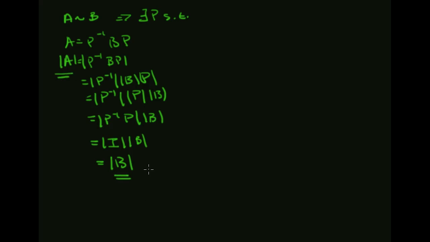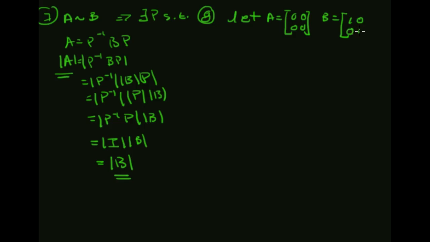Part 8 says, does this statement go the other way? Can we show that if the determinants are equal, then the matrices are similar? And the answer here is, quite frankly, no. So this is 7. Let's look at 8. We need one counterexample here. So we're going to let A be the 0 matrix. We're going to let B be the matrix 1, 0, 0, 0. Without a whole lot of work, you can demonstrate that the determinant of A is equal to the determinant of B is equal to 0.